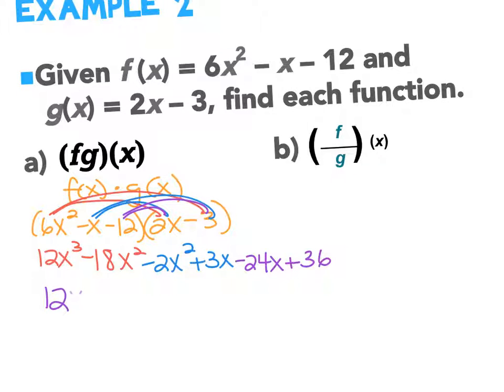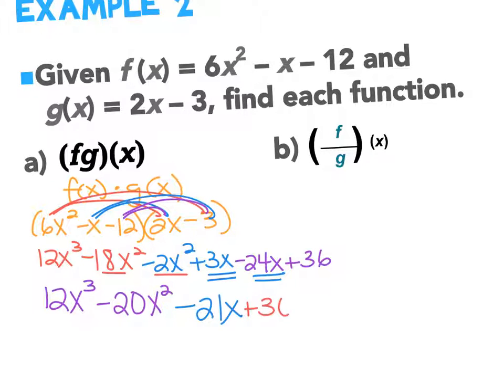So there's only one x cubed. There are 2x squared. There are 2x. And a single constant that's by itself.